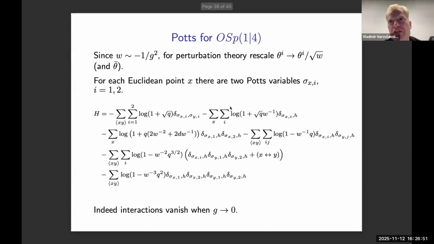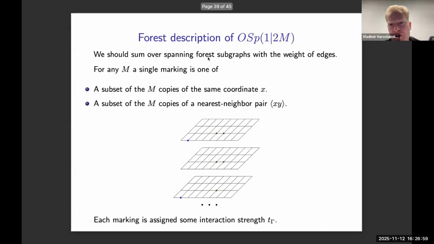Okay, so this is the Potts description. Now, again, just interrupt me if there are more questions. Now let me also discuss the forest description. Well, it's a nice statistical description, but it's also a nice exercise in the kind of descriptions that we gave. So what do we have here?